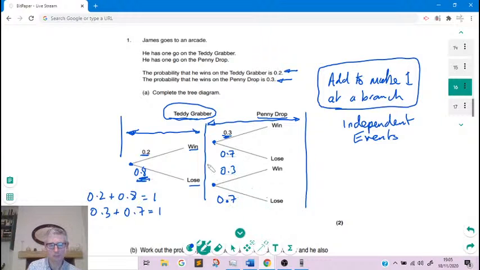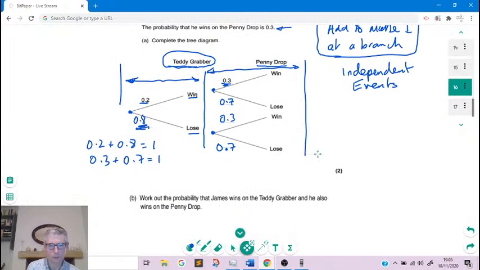Now we've finished filling in the tree diagram, I've got a question on it. We've got to work out the probability that James wins on the teddy grabber and he also wins on the penny drop. That would represent going along a particular branch. Winning on the teddy grabber means going this route here. Then when we get to this, we've got a choice again, and we could win or lose. It says we're going to win on the penny drop as well, so that means we're going up this way.